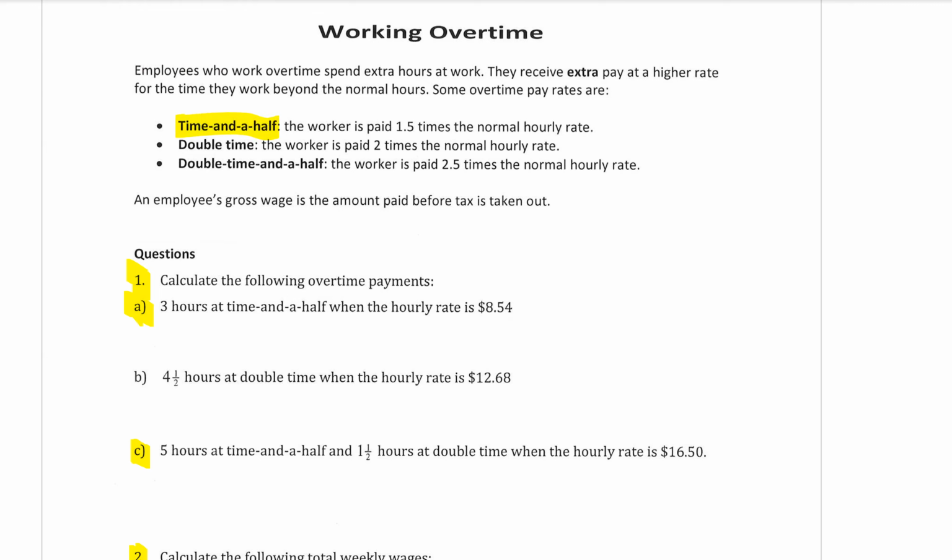So time and a half pay refers to a worker being paid 1.5 times the normal rate of pay. Double time means the worker is getting paid 2 times the normal rate of pay. Double time and a half means the worker is paid 2.5 times the normal rate of pay. An employee's gross wage is the amount paid before tax is taken out. Let's jump into some questions.